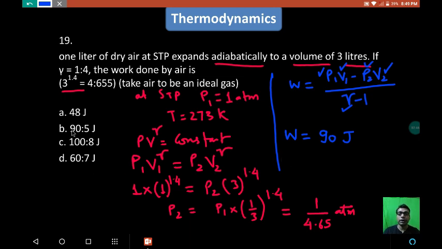Here we can see sometimes the answers are not coming exactly, it is the nearby option. So the correct answer for this problem is 90.5 joules. So this is the answer.